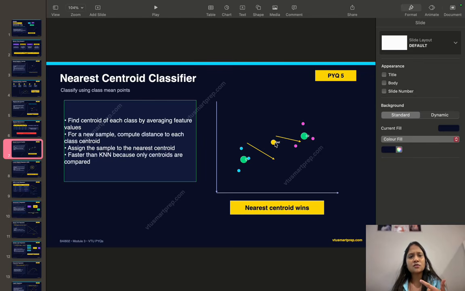I hope you understood what normal KNN is, what weighted KNN is, and what the nearest centroid classifier is. So this is how you can remember.